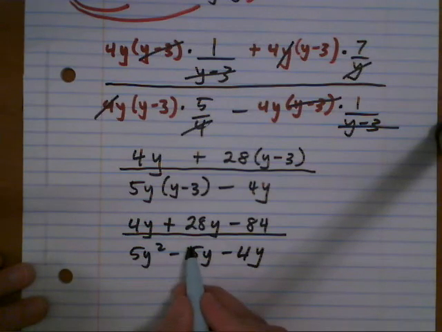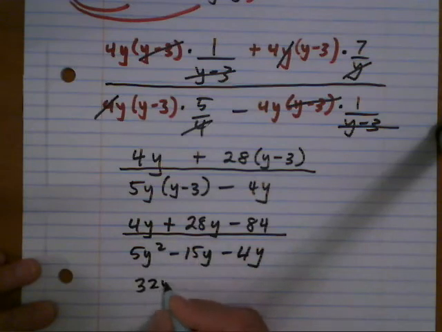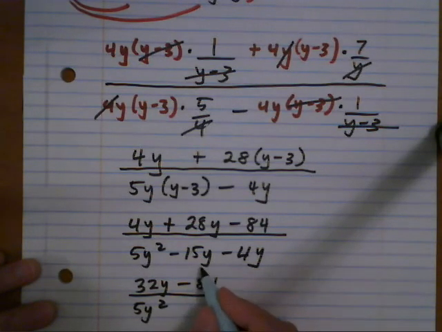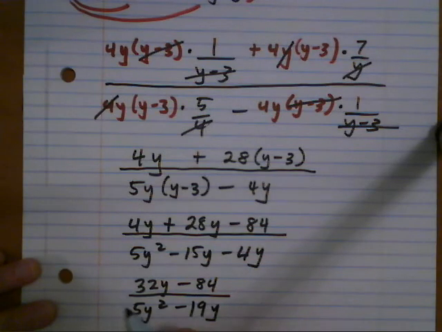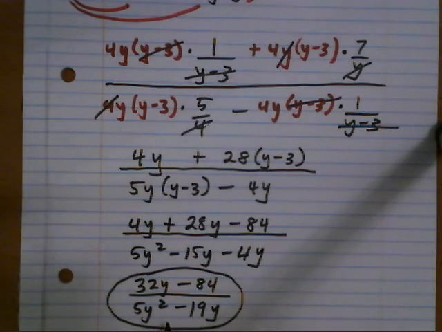And then combining like terms, we get 4y plus 28y is 32y, minus 84 over 5y squared, minus 19y. And we would try to simplify this further if we could, put it in lowest terms, which would be factor, divide out common factors. But there are no common factors here. You can try factoring it out, but there's nothing else to do to simplify this. So that's the final answer.